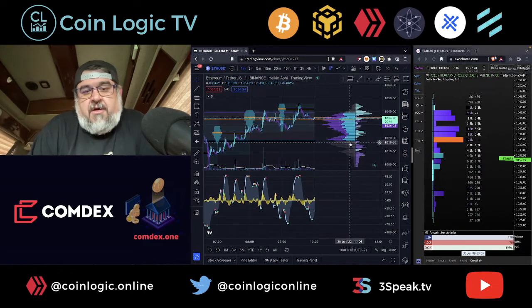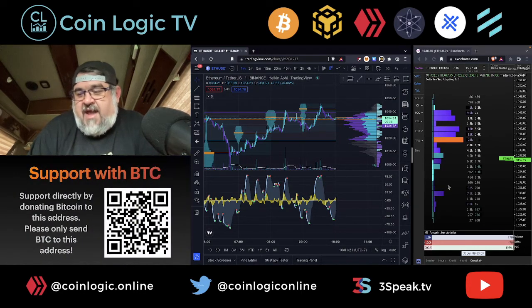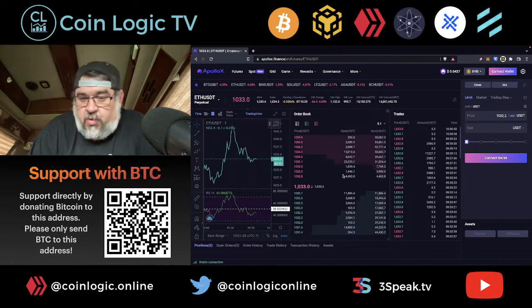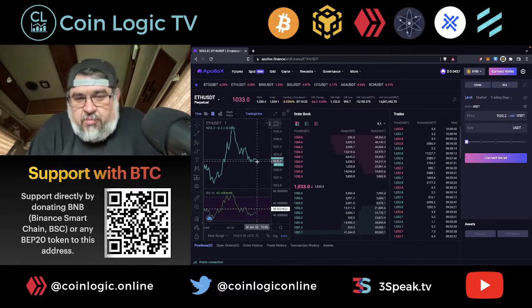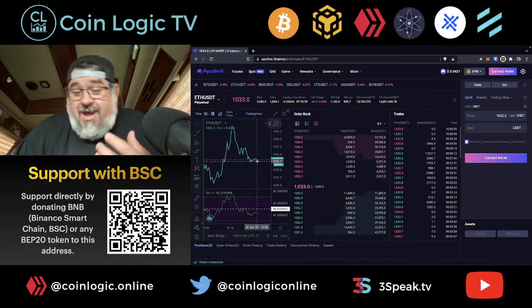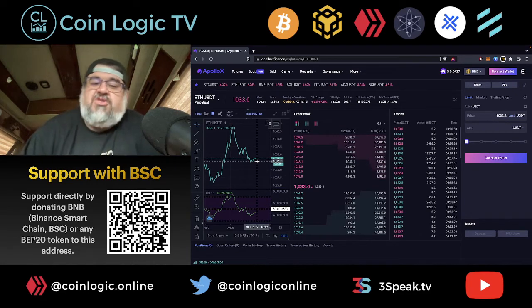So up here, again, supply and demand. I'm looking at momentum down here, and then I'm looking at the actual way the order flow is coming in and out. Over here on the exchange, I'm looking at the actual order books, and the actual price movements on the exchange that I'm trading on. So that's my setup. That's what I've been working on, trying to perfect my strategies.